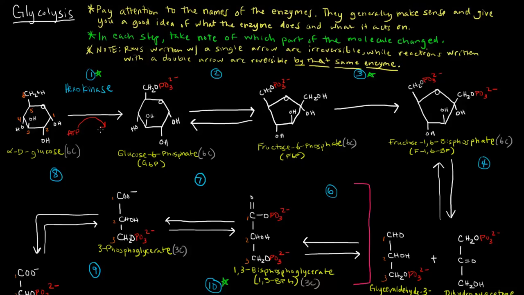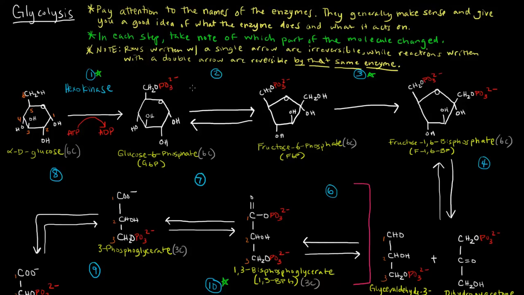So the ATP becomes an ADP. So we've invested energy to start off this process. So hexokinase, the enzyme, makes perfect sense. It's a kinase that adds a phosphate group from ATP on the 6th carbon. And then we get this molecule called glucose 6-phosphate, which is just glucose with a phosphate group on its 6th carbon. Nothing too complicated about that.